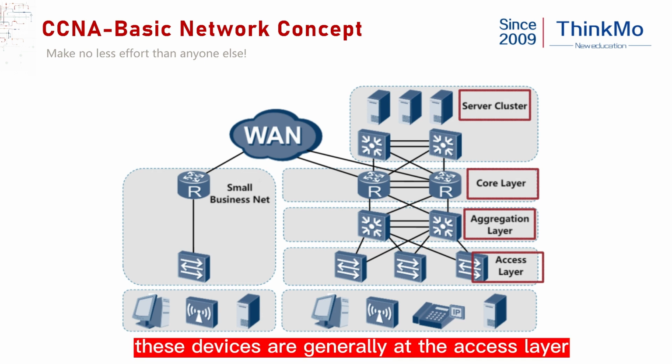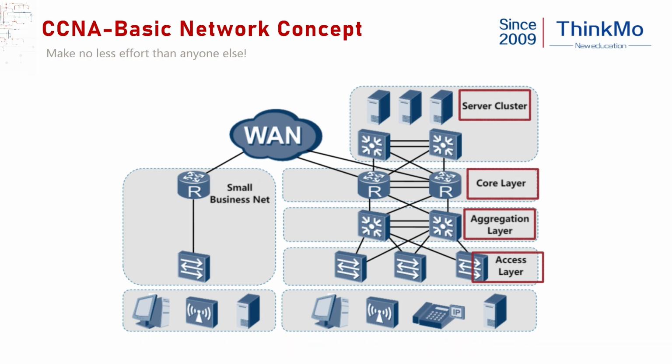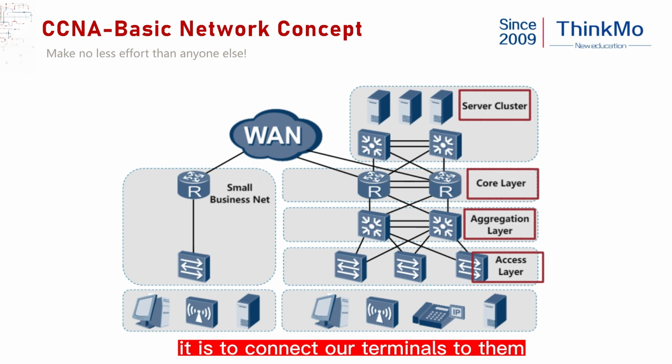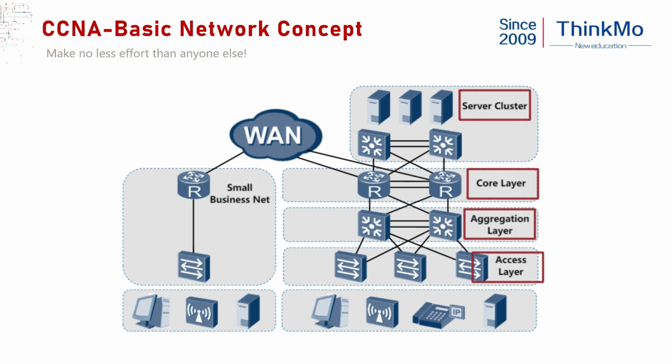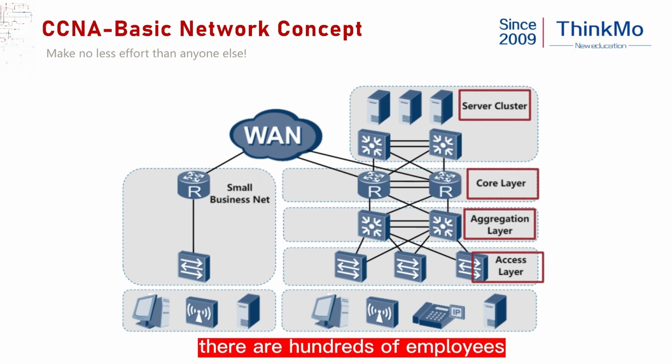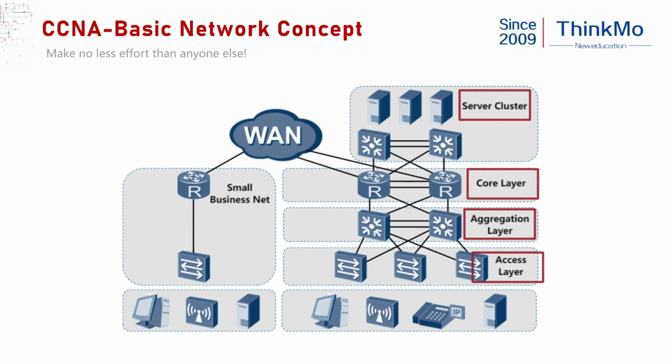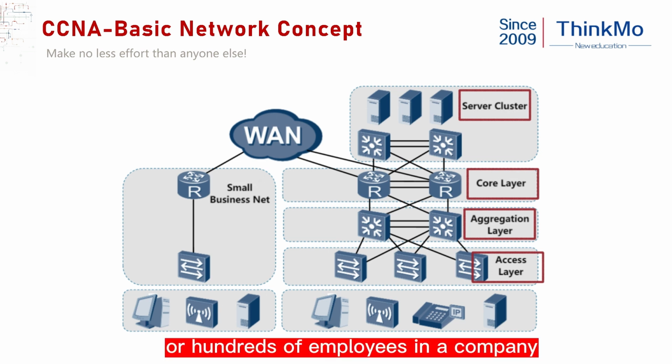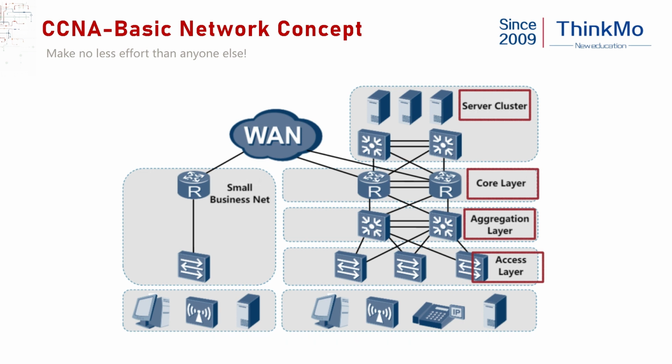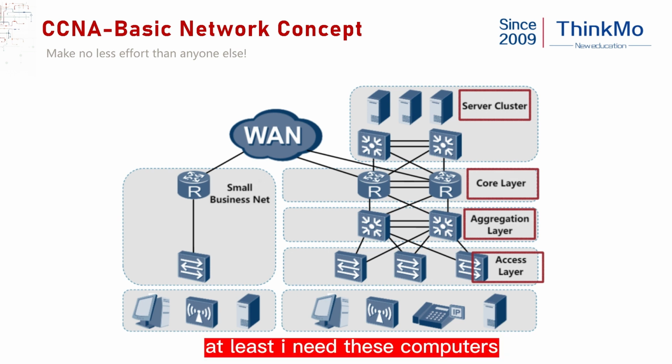These devices are generally at the access layer. What they do is connect our terminals to them. For example, there are hundreds of employees in a company. These employees will need internet access on their computers. How does it get onto the computer? At least I need to get these computers together first, then connect them to an access switch.